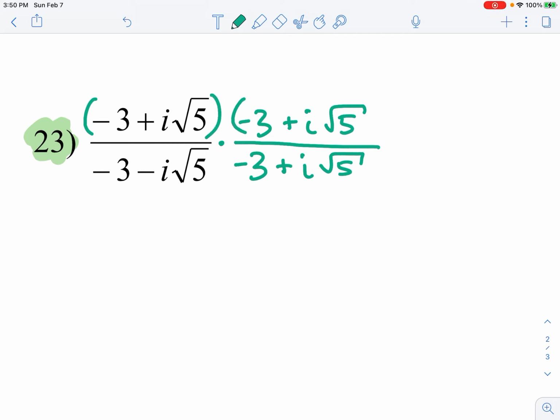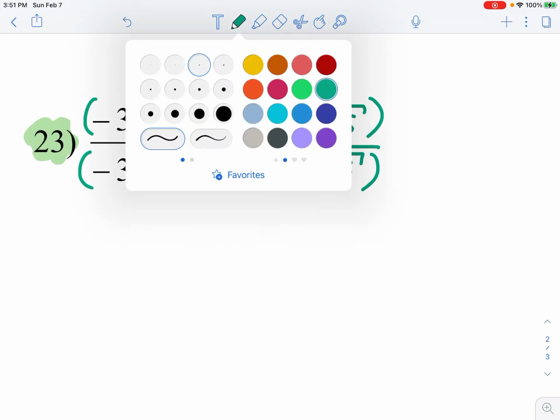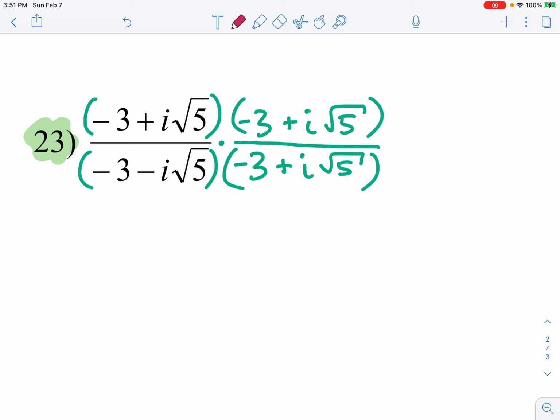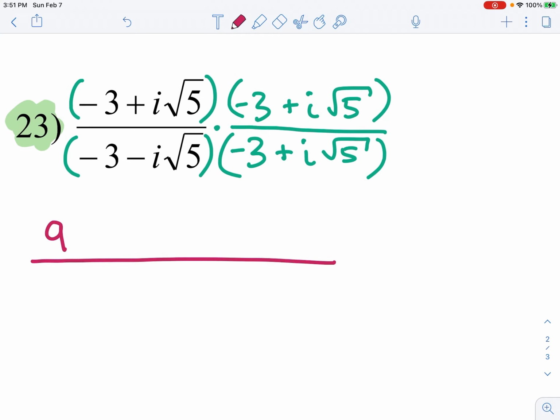I'll throw parentheses in everywhere so that I don't make any silly mistakes with my multiplying, and let's see what we get. In the numerator, I'm going to get 9. I'm going to get -3i root 5, another -3i root 5, so I'm going to get -6i root 5. And then I'm going to have plus i squared times 5. I'll deal with that in my next step.